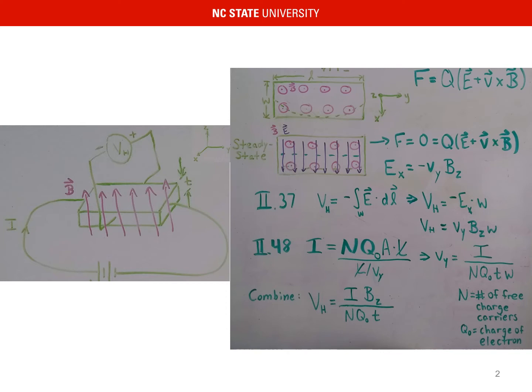Going a step further, we know from page 2.48 of the notes that current is a function of charge velocity. Rearranging this equation and substituting it into our Hall voltage equation allows us to determine the Hall voltage if we know current, magnetic flux density, conductor material, and conductor size. Let's try this out with a piece of copper.